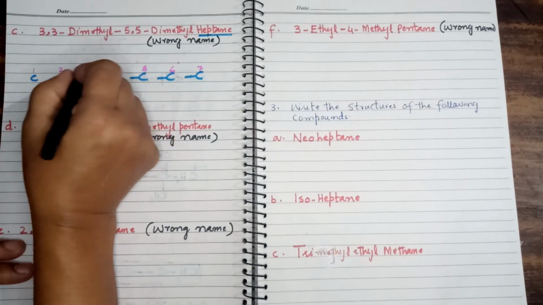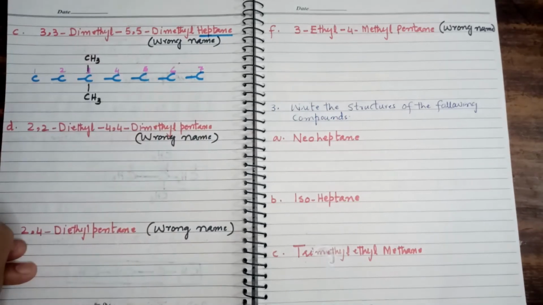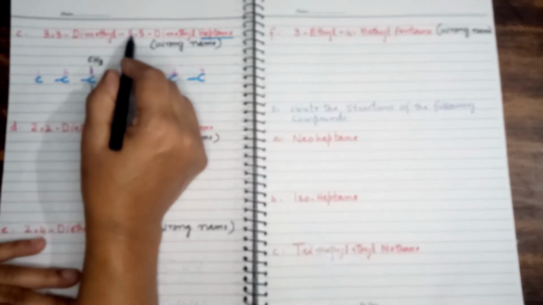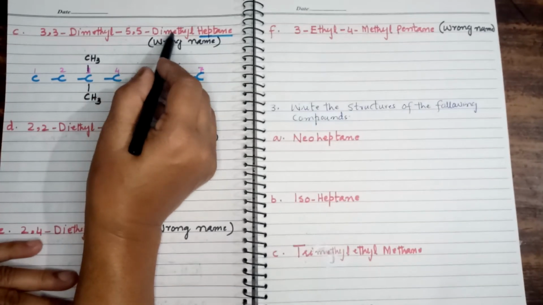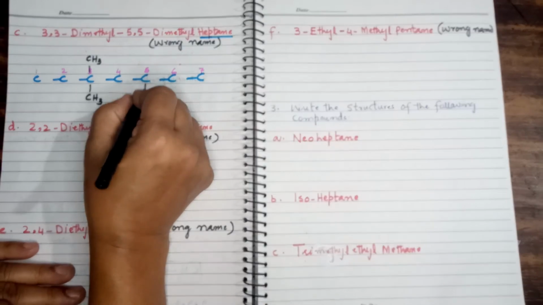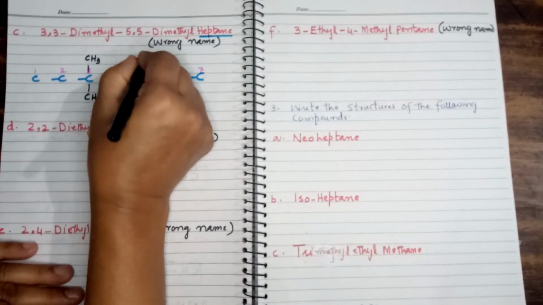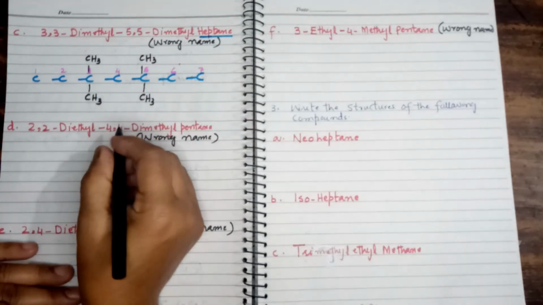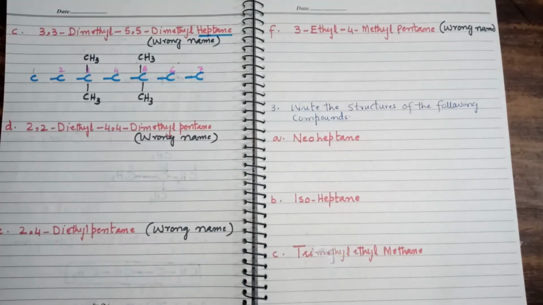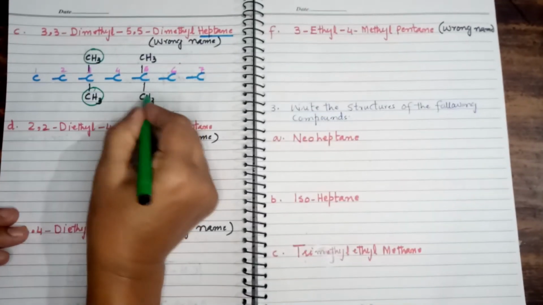The second methyl radical is also attached with carbon number 3. So we made the second methyl radical here. Then again, 5,5-dimethyl. It means with carbon number 5 we have two methyl radicals. One methyl radical is attached here, another methyl radical attached here, right? Okay, now once we attached all the alkyl radicals, then we fill the vacant vacancies of carbon with hydrogen.